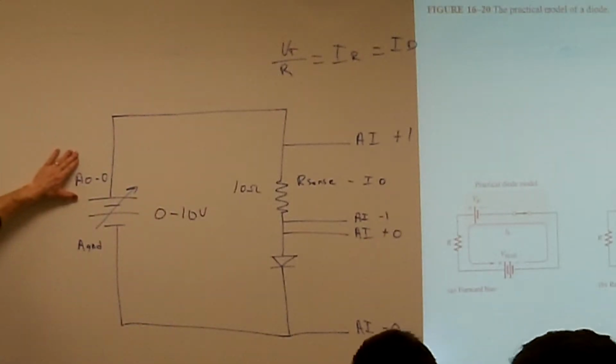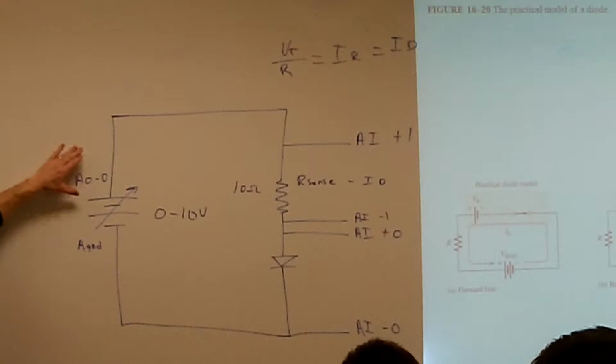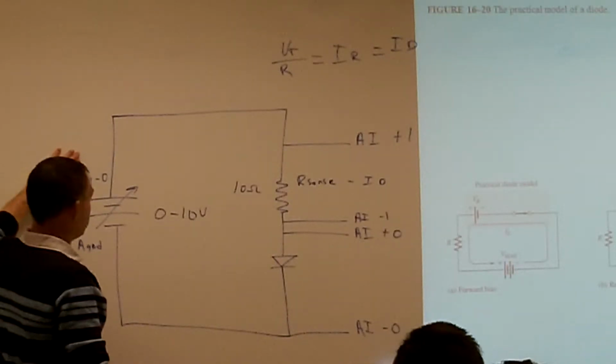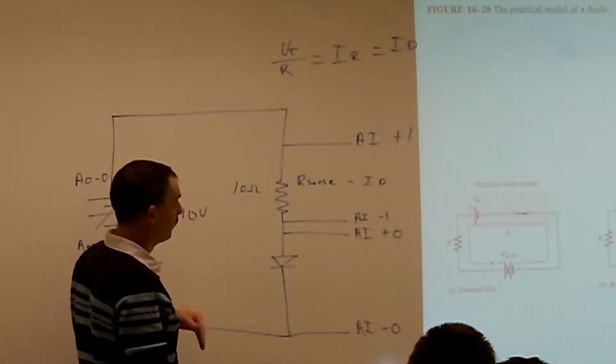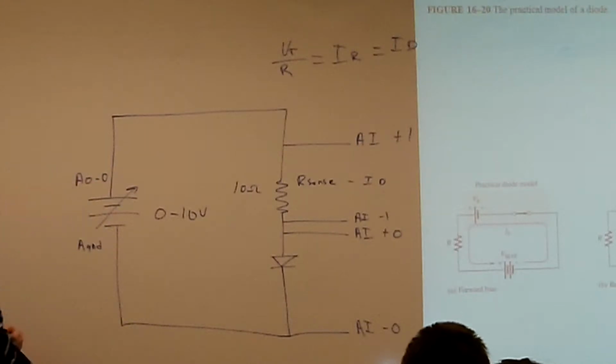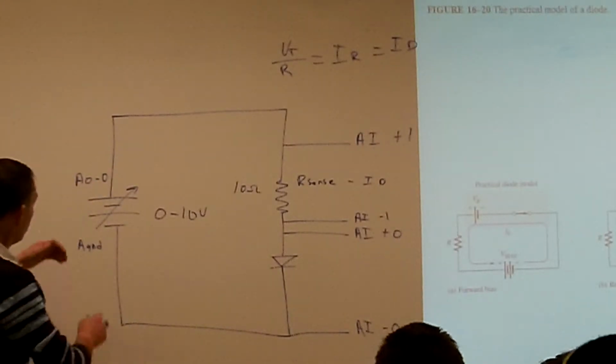Otherwise, if we just come out of the analog output directly from the MIDAC, there isn't enough current. We only have about 2 milliamps of current capable for us. The other way, we have 20 milliamps.